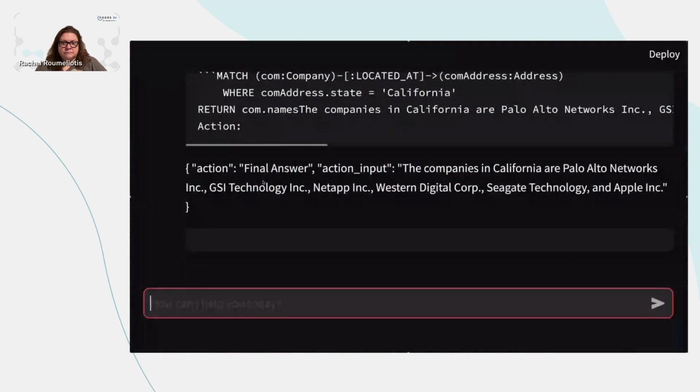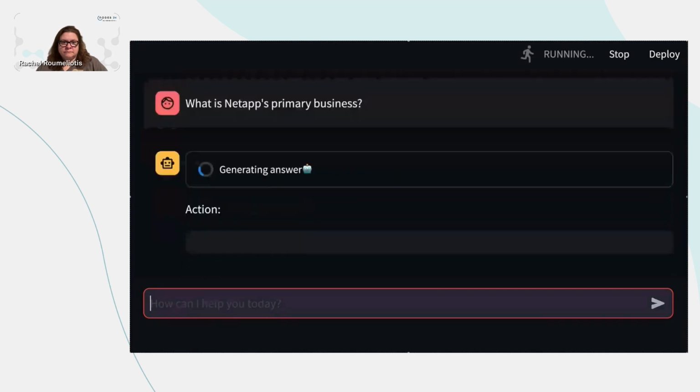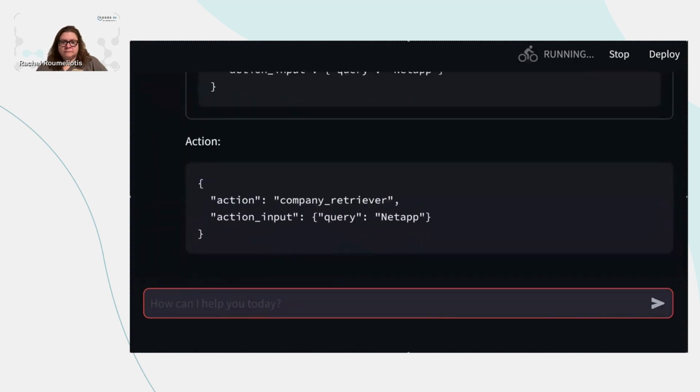Given all that and the data set that we have, it's a small data set. Here's what it came up with. So a couple of companies that we know are in California. Let's ask a little bit more about NetApp. So we know we have financial filings here. So what is NetApp's primary business? That's one of the things they'll have to state in their filings with the SEC.